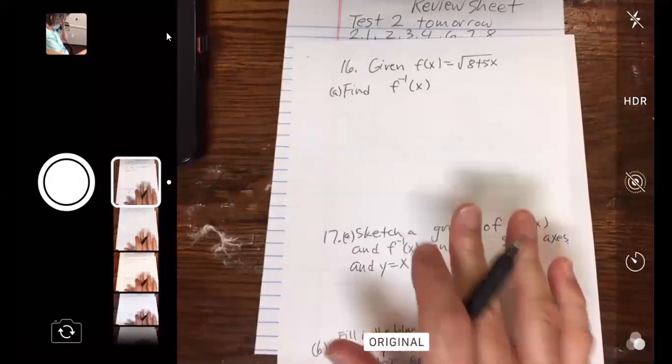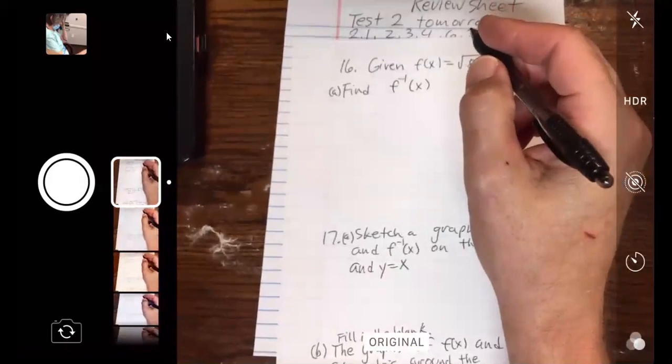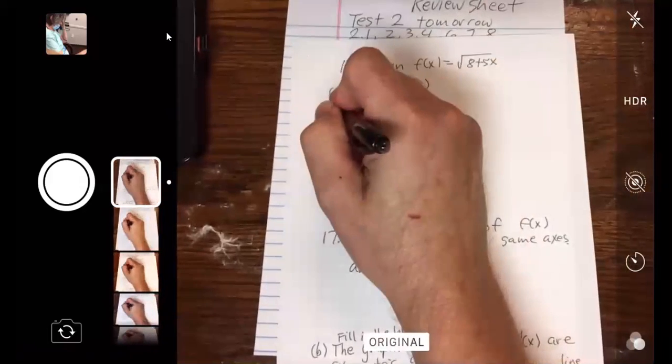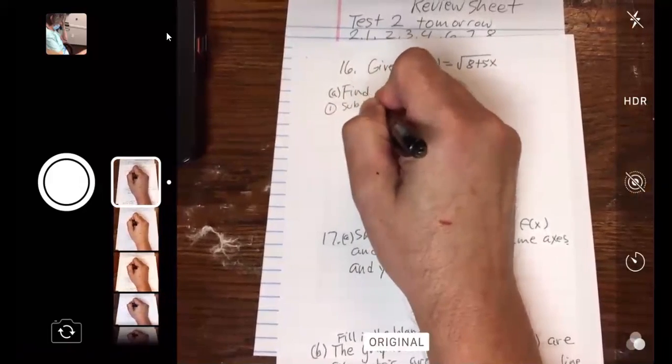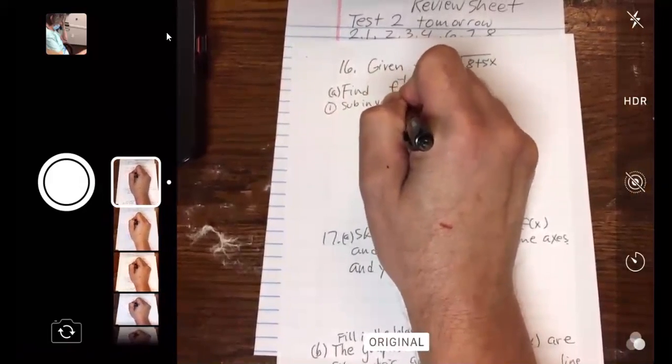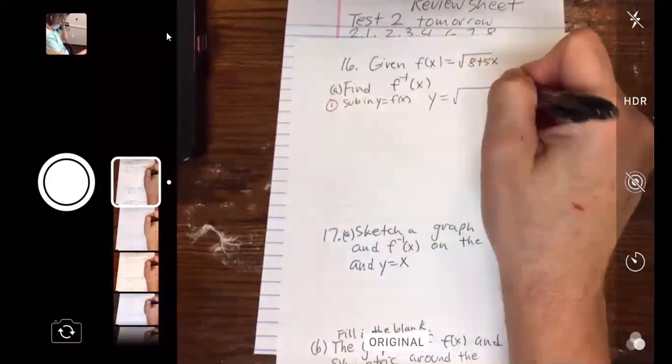So on 16, there were 3 steps. I'll go ahead and work your real. So I'll show you all 3 steps again. Step 1, you just sub in a y. Is f of x, just to work with y. Seems to work a little better. So y is square root of 8 plus 5x.